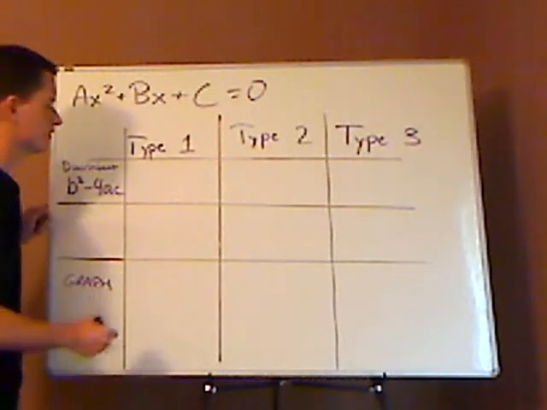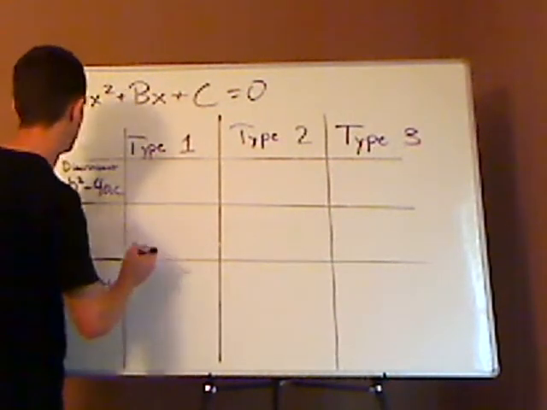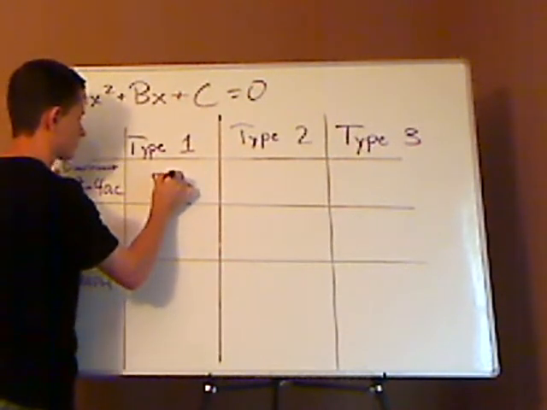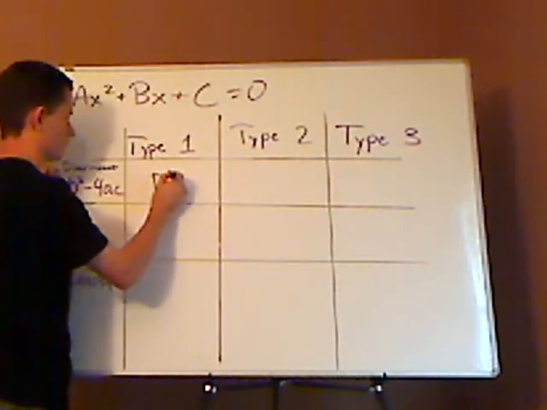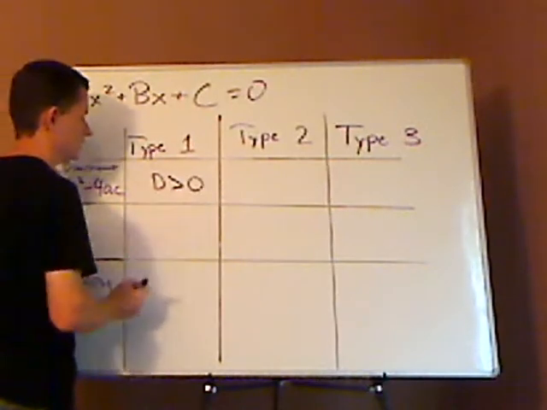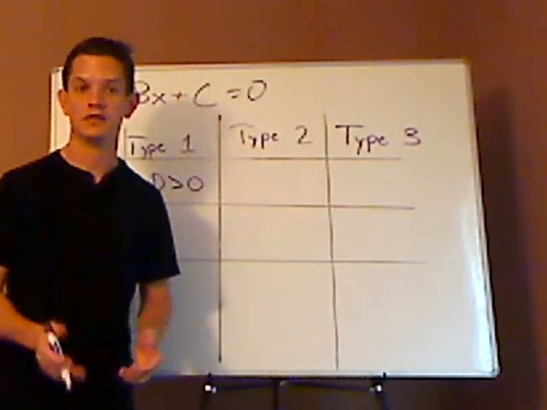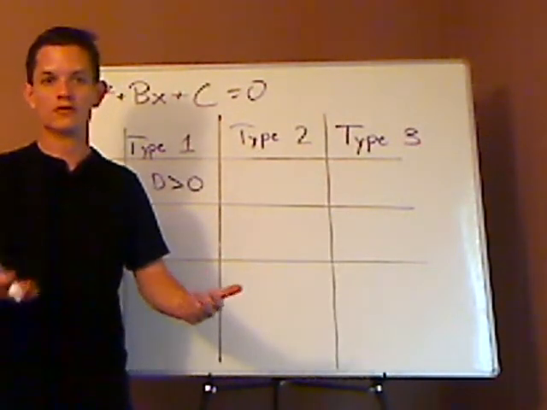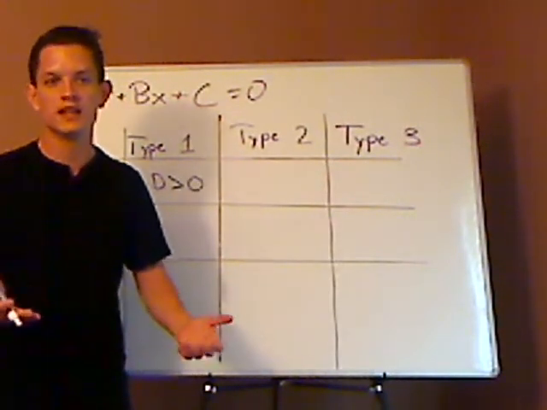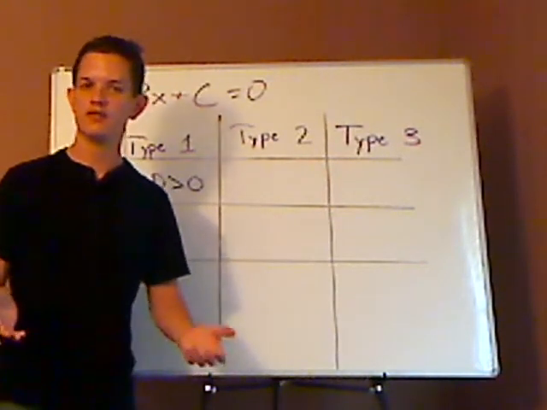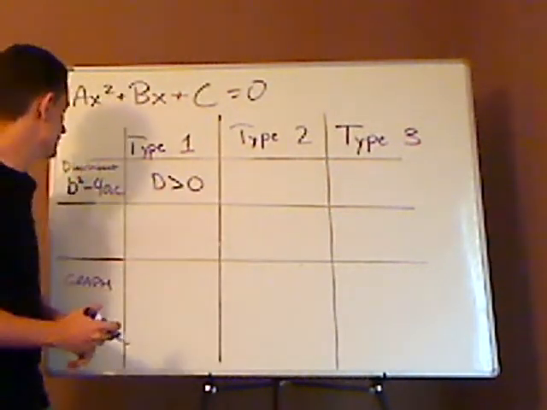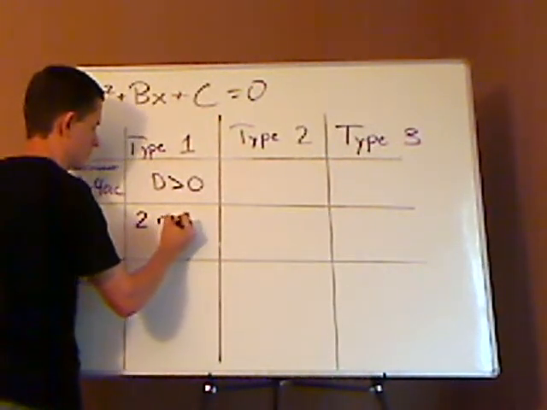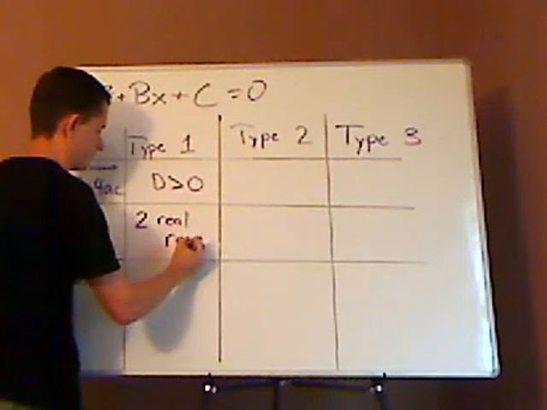So the first type is what we're normally used to. I'm going to put d as the discriminant, which is this whole thing, is greater than 0. So in other words, when it's positive, you have a square root of a positive number, you can do that. Square root of 3 is square root of 3, square root of 4 would be 2, etc. And you'll end up getting 2 real roots.